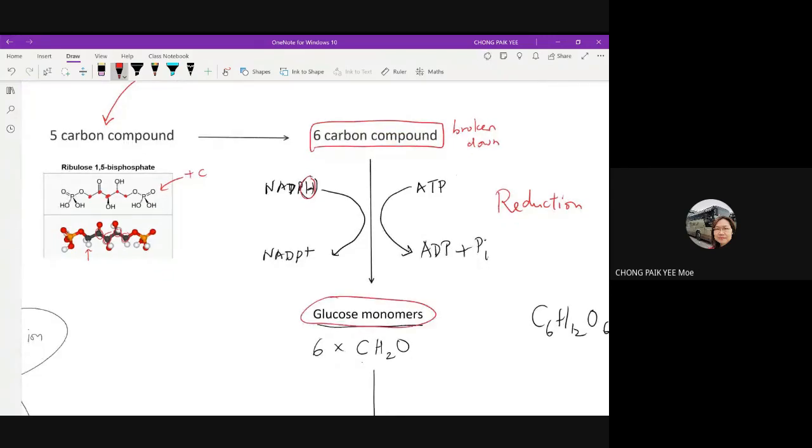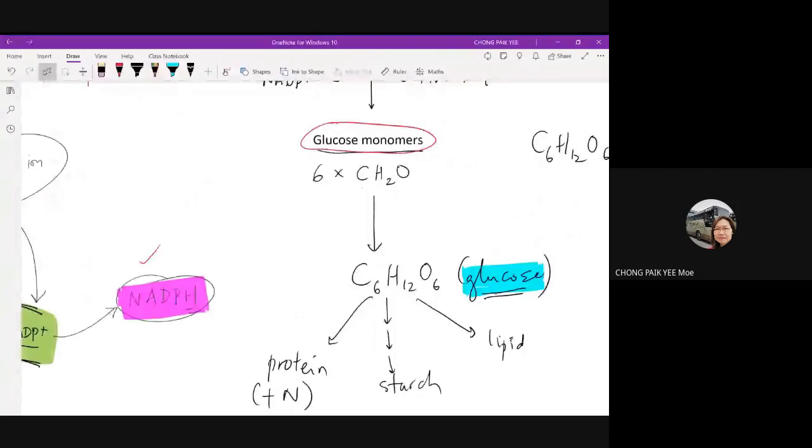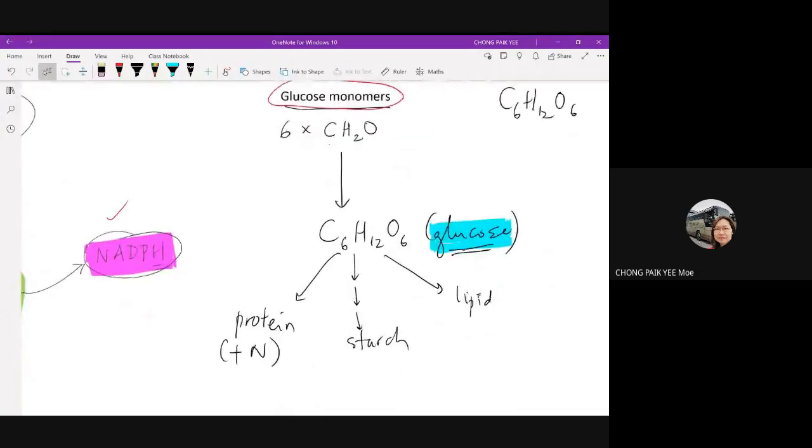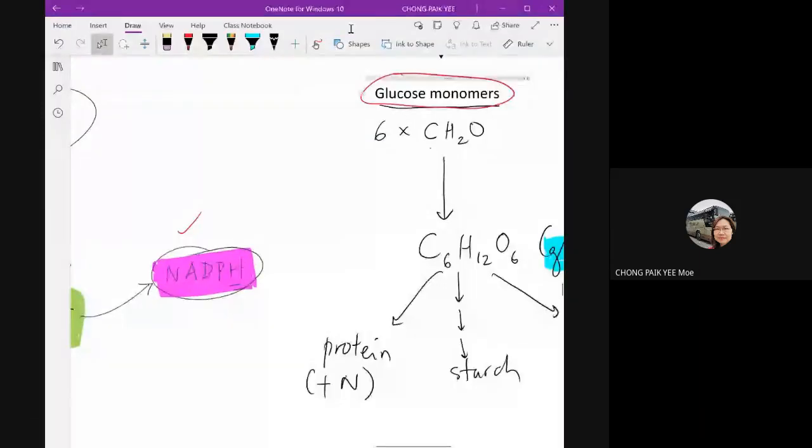And number 3 in your textbook, glucose monomers condense, rearrange and reform to form starch molecules. And after that, starch granules are stored in the stroma of the chloroplast. Of course, they are also converted into other substances. All right, okay? So is that clear? I hope this is clear.